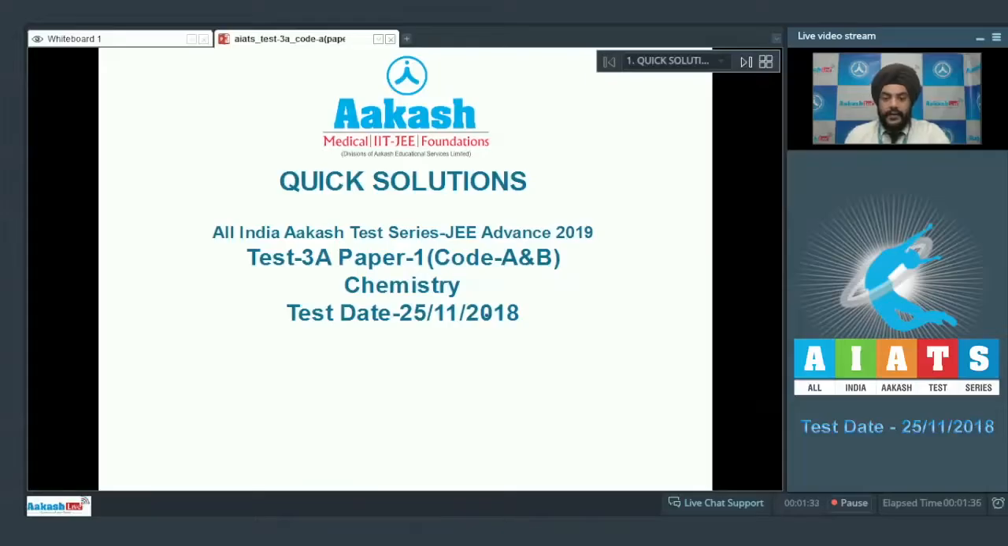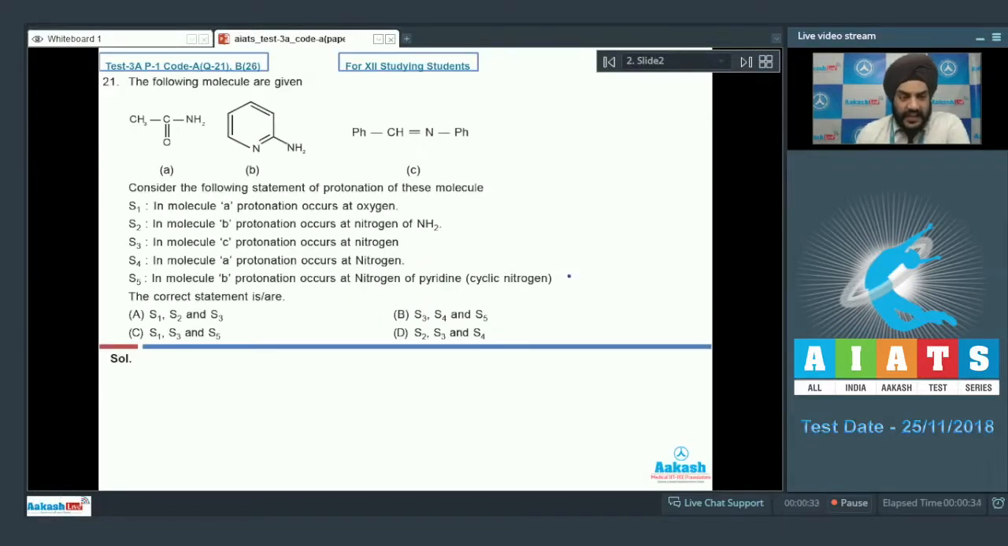Hello everyone. Today we'll be looking at some quick solutions of All India Akash Test Series JEE Advanced 2019 Test 3A Paper 1 Code A and B. So let's start with the first section. This section contains 6 questions. Each question has 4 options out of which only one option is correct. So let's start with question number 21.